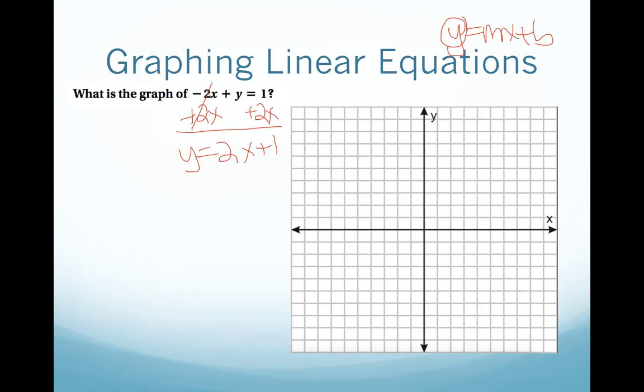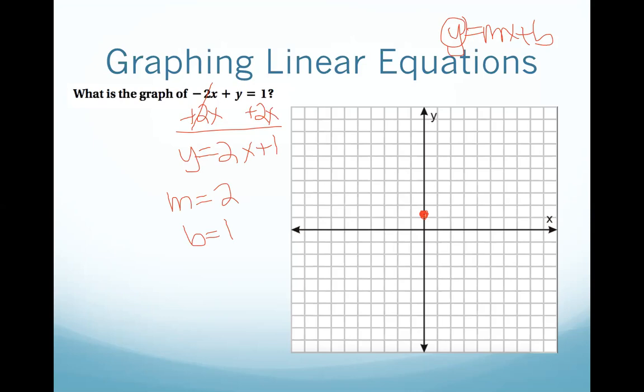Okay, so why is this helpful? Well, I can say that my slope is 2 and my b value is 1. I'm not even going to find the y-intercept because I know where my y-intercept will be. It will be on my y-axis. And so I know that this point here at 0, 1 is my y-intercept.